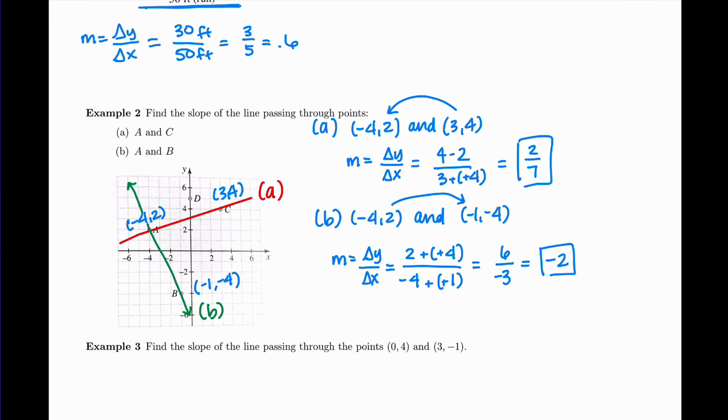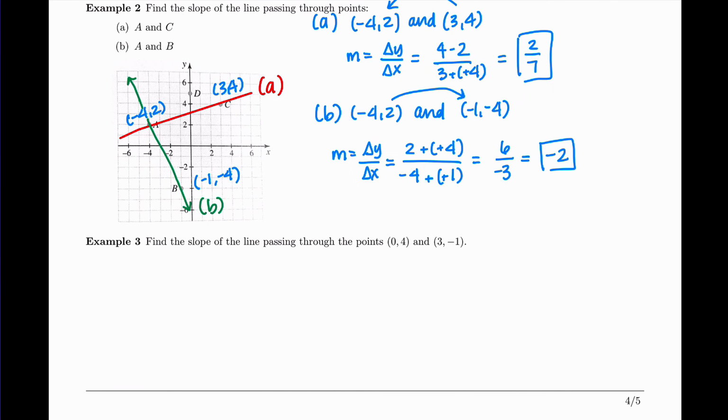A couple things to notice. We did expect a negative because this green line is falling, so that makes sense. That checks out. We also decided this was steeper than our line before, so we were expecting our second answer to be a bigger number. Now, we ignore the negative sign. I know that -2 is actually less than 2/7, but if we just ignore the negative sign and look at the magnitude instead of the sign, 2 is a larger number than 2/7, so that checks out as well.